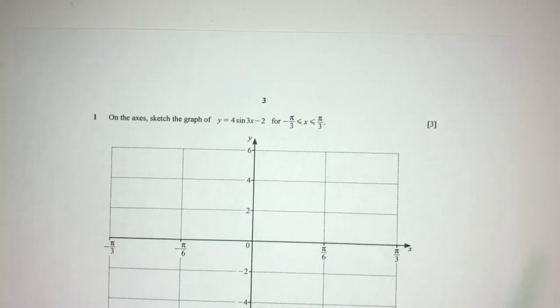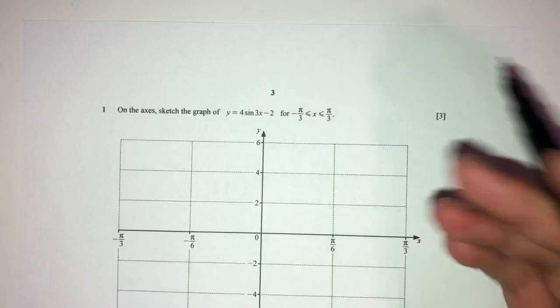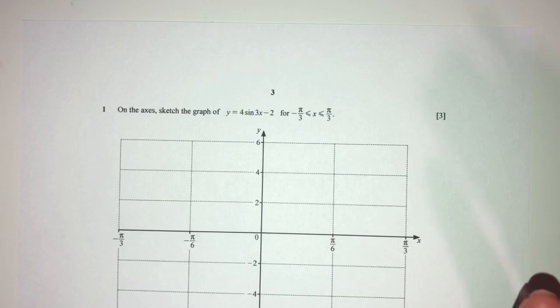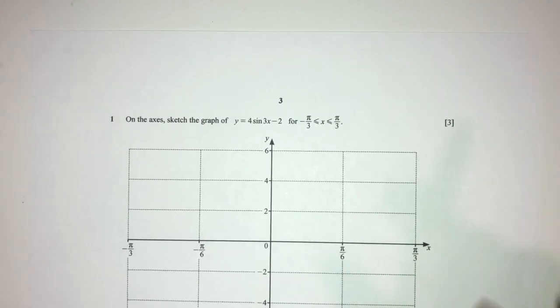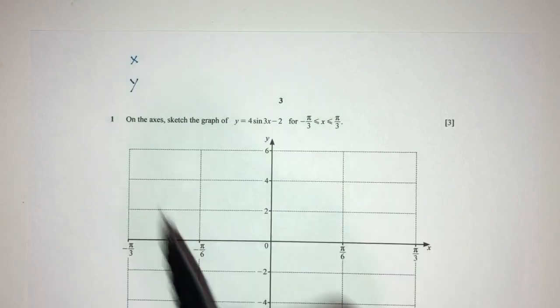Number 1. So here we have, on the axis, we have to sketch this graph, y equals 4 sine 3x minus 2, for x between this and this. Now again, this one is pretty simple. We just have to use a table of values. So how do we do this? We take x and find the corresponding value of y.